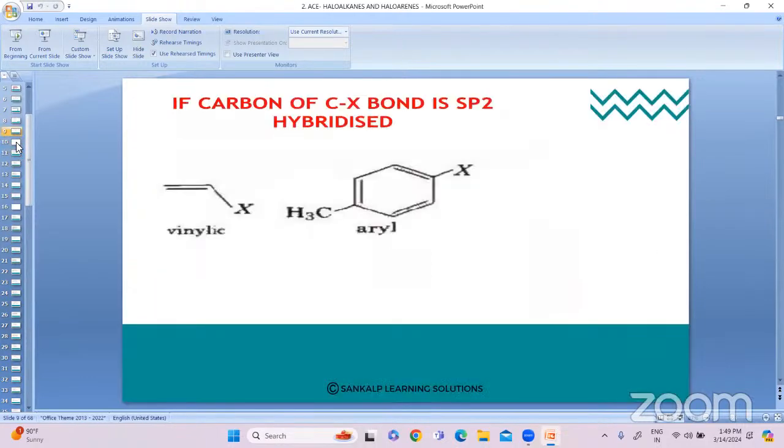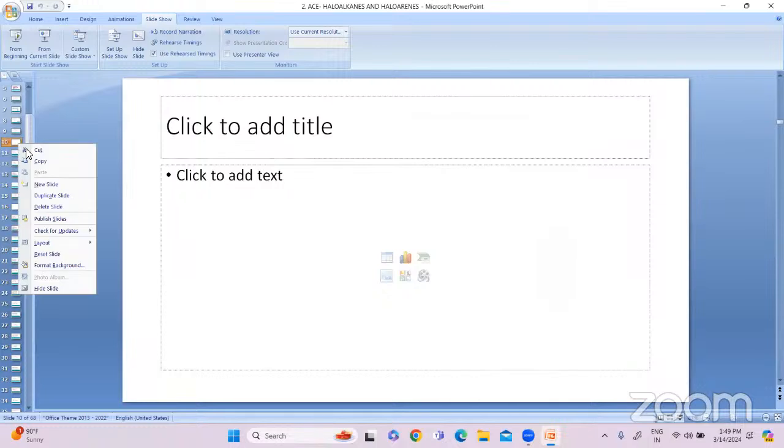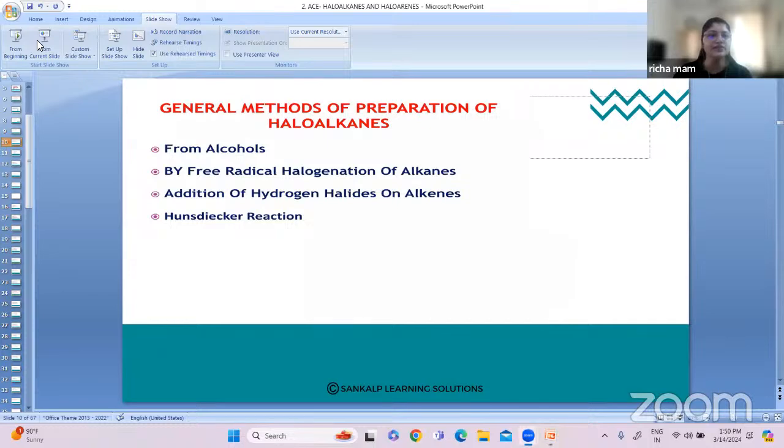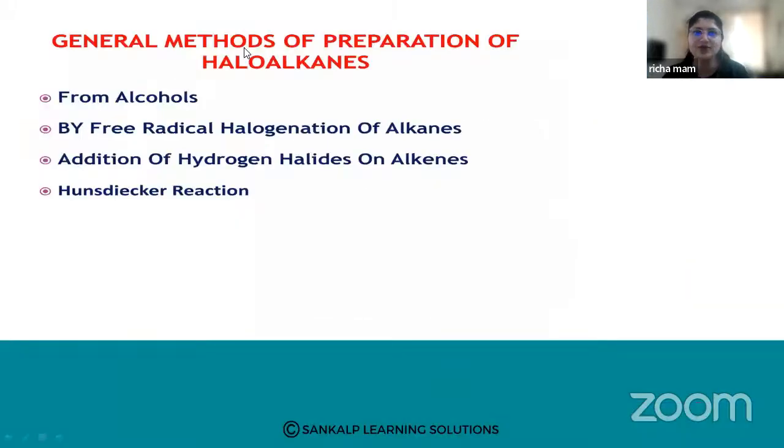Next we are going to start with the methods of preparation. What do we mean by methods of preparation? We are going to see how you can prepare haloalkanes, and what the different methods are from which haloalkanes can be prepared. These are the general methods.